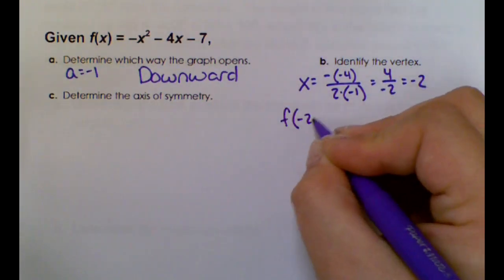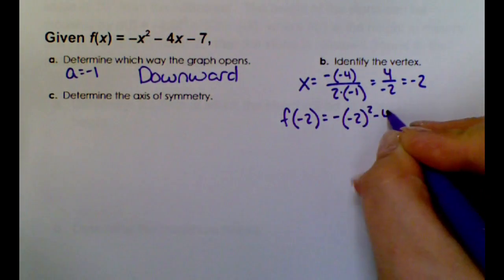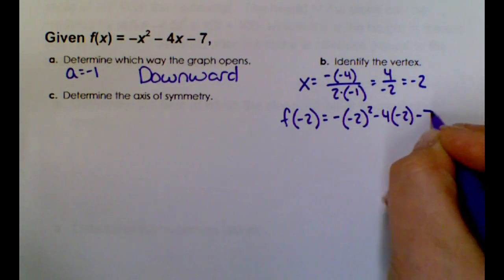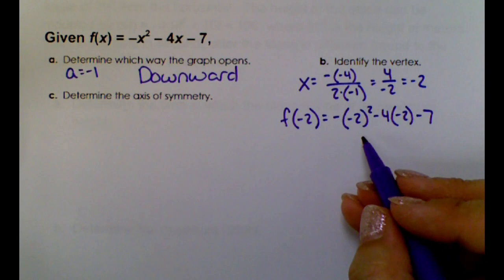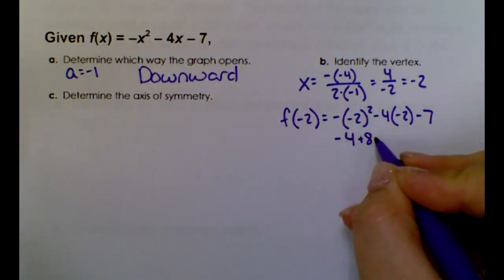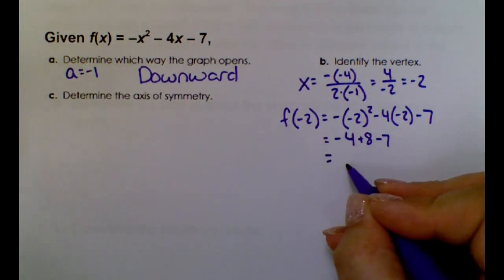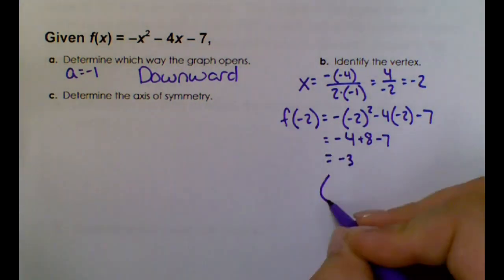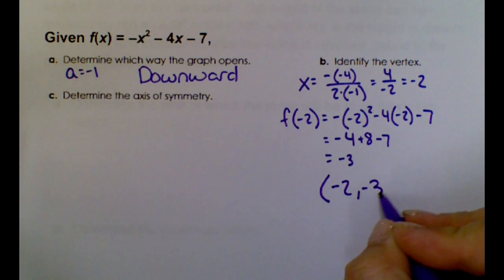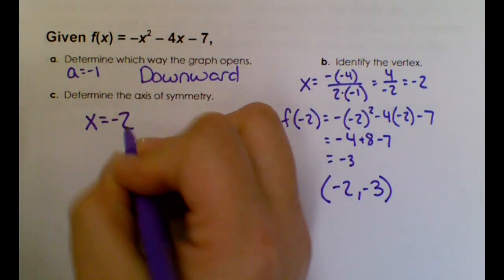Our y value is f of negative 2, which is negative 2 squared minus 4 times negative 2 minus 7. Be careful if you're plugging this in your calculator. You need parentheses around the negative before you square it, because we should get negative 4 plus 8 minus 7, which should give me negative 3. My vertex should be at negative 2, negative 3, which means my axis of symmetry is x equals negative 2.